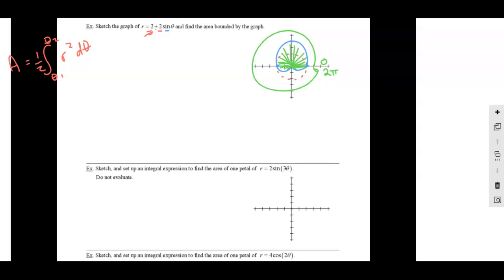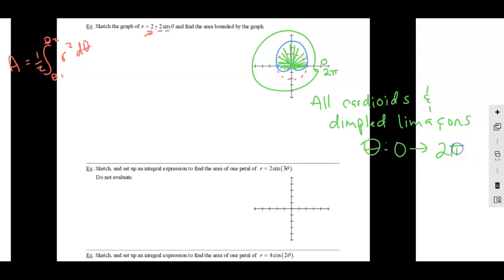Now, all cardioids will end up being 0 to 2 pi. The ones that have inner loops or the ones that are rose curves are going to be different. But all cardioids and dimpled limacons, that means they don't have the inner loop, are going to end up being 0 to 2 pi. When I have an inner loop, that's not the case. When I have a rose curve, that's not going to be the case. We'll have to figure out what the theta values are. But all the cardioids and limacons are easy: 0 to 2 pi. Rotate all the way around the circle.